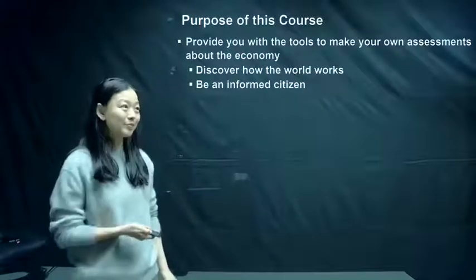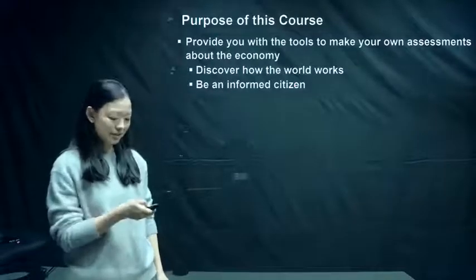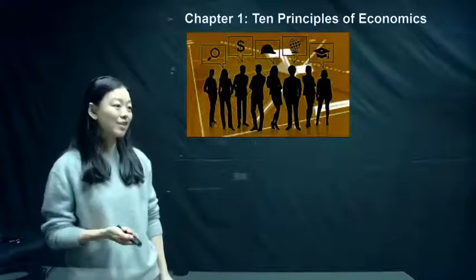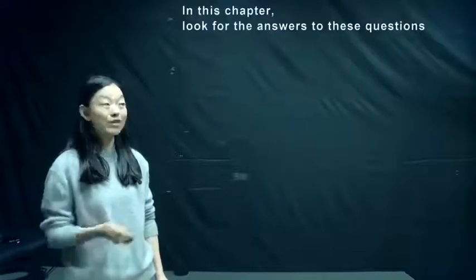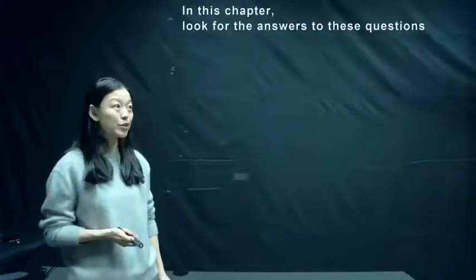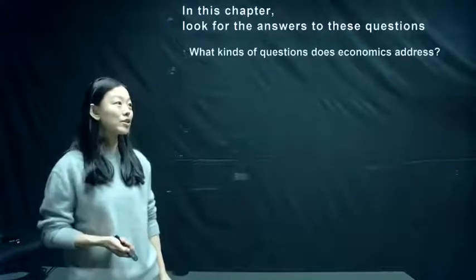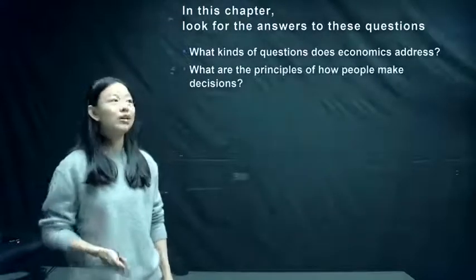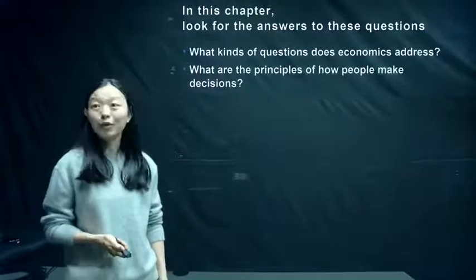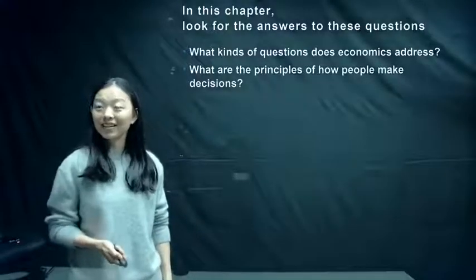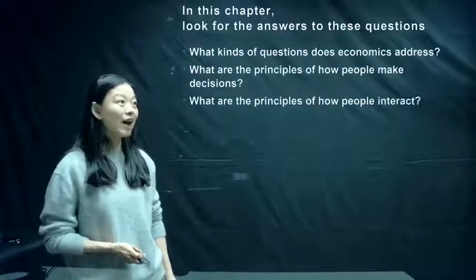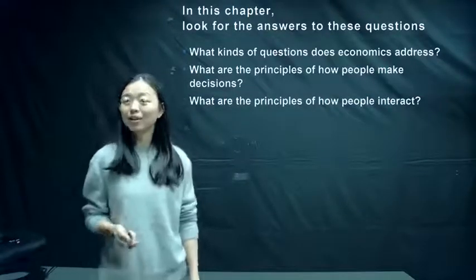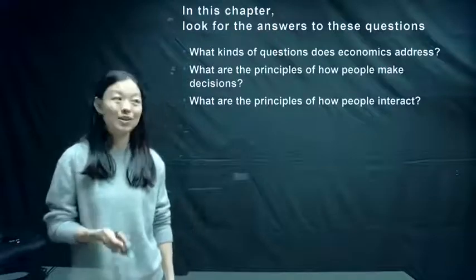Okay? So our first chapter focuses on 10 principles of economics. And in this chapter, we actually need to find answers to three questions. The first one is, what questions does economics address? The second question is, what are the principles of how people make decisions? And the last one is, what are the principles of how people interact? Okay, so these are the three questions we try to find answers to in this chapter.